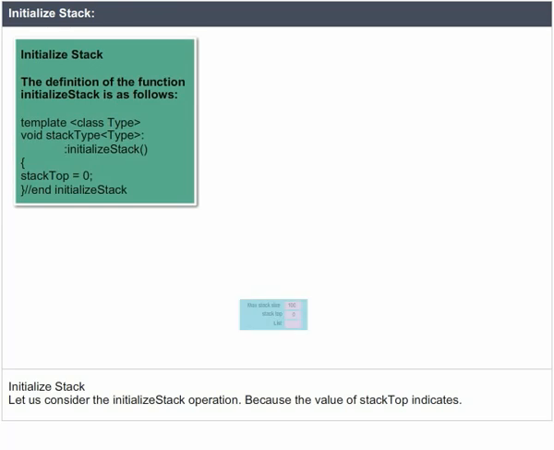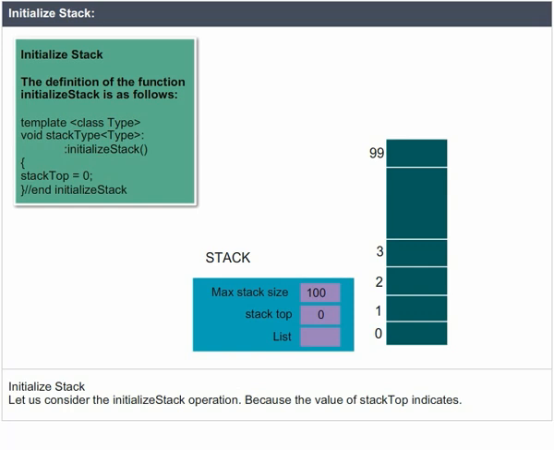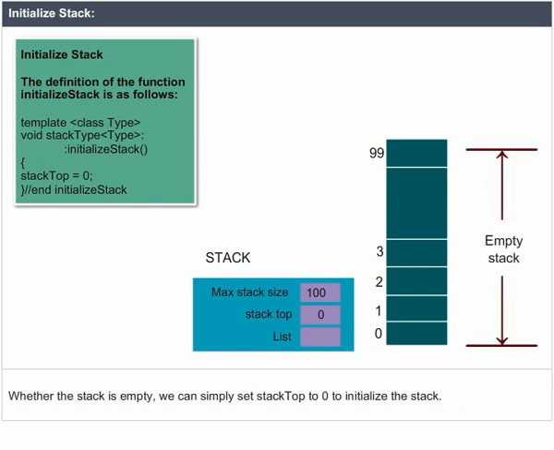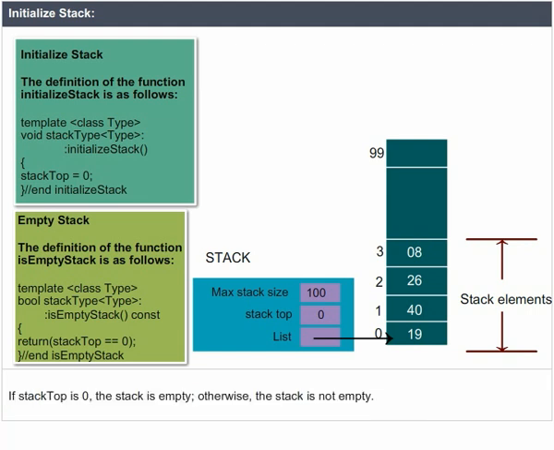Let us consider the initialize stack operation. Because the value of stack top indicates whether the stack is empty, we can simply set stack top to 0 to initialize the stack. Empty stack. We have seen that the value of stack top indicates whether the stack is empty. If stack top is 0, the stack is empty. Otherwise, the stack is not empty.